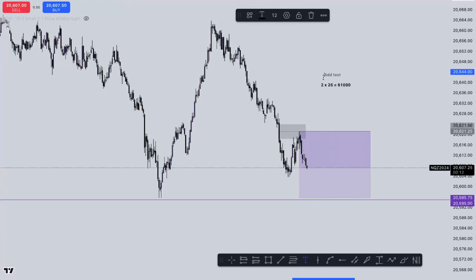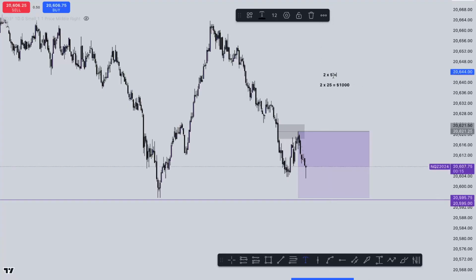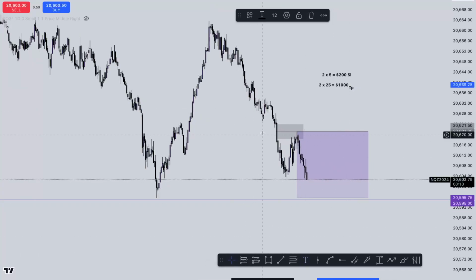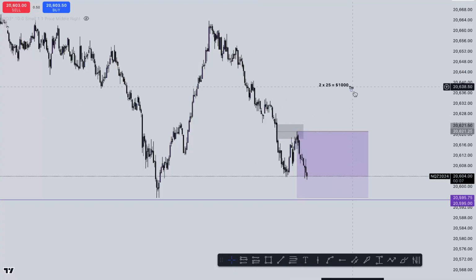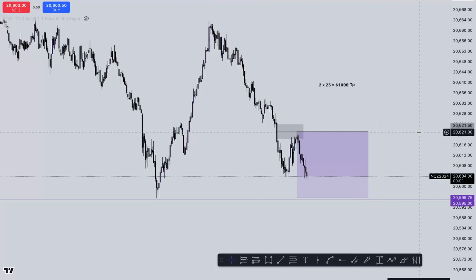for how much of a loss? It was 5 handles, right? So 2 contracts times 5 handles equals, you do 5 times 20, each tick is $20, $100, right? 100 times 2 for a $200 stop loss. You have zero risk now, so forget this. All you have is a $1,000 take profit. Are you going to hit?